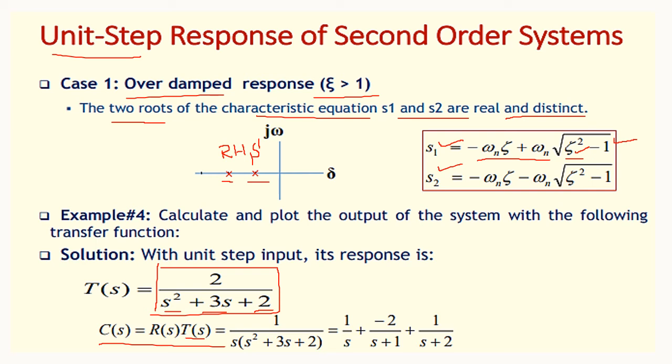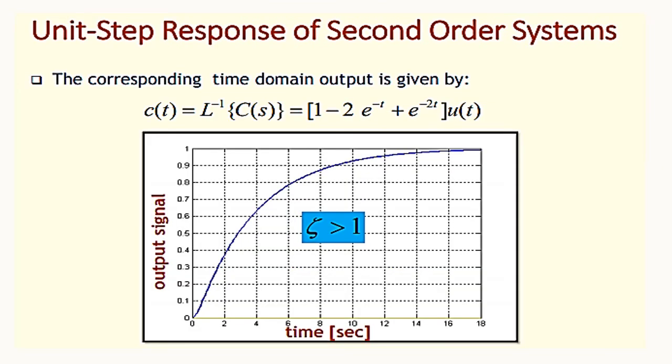So I get 1 by s, and if I use partial fractions, it is 1 by s plus minus 2 divided by s plus 1 plus 1 divided by s plus 2. So you just need to divide it. For this I have the characteristic equation roots, one is minus 1 and the other is minus 2. If I use Laplace inverse for that, I get the equation as 1 minus 2 e power minus t plus e power minus 2t.